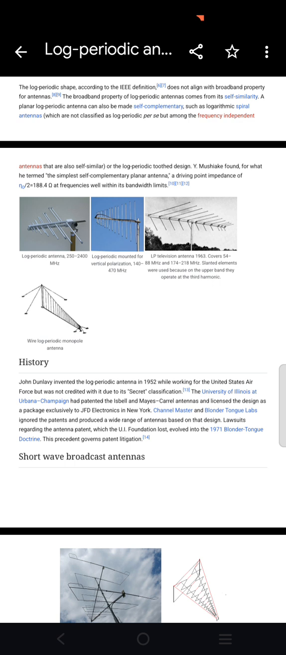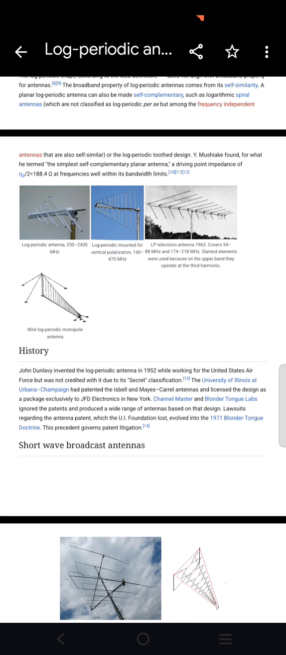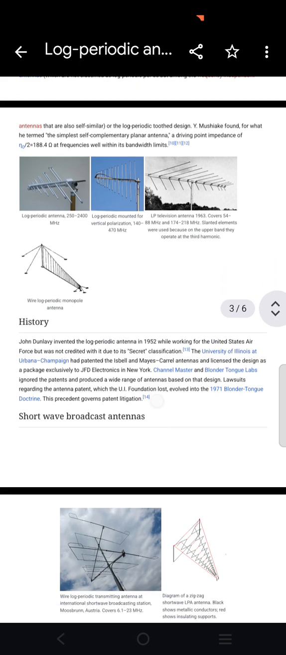Third image is a log periodic television antenna from 1963. It covers 54 to 88 megahertz and 174 to 218 megahertz. Slanted elements were used because on the upper band they operate at the third harmonic. Fourth image is a wire log periodic monopole antenna.